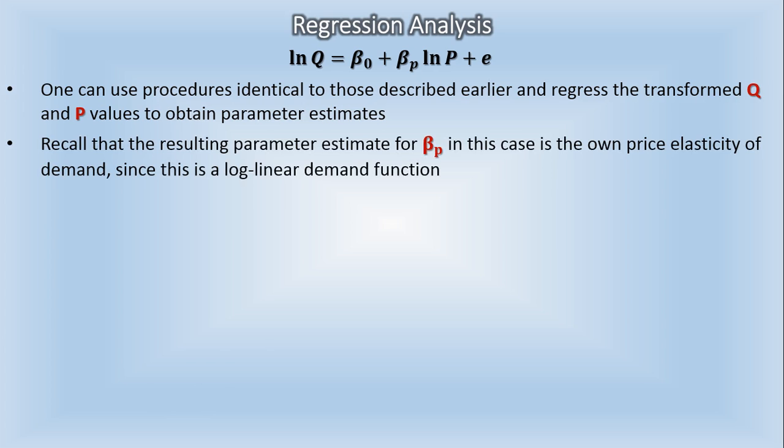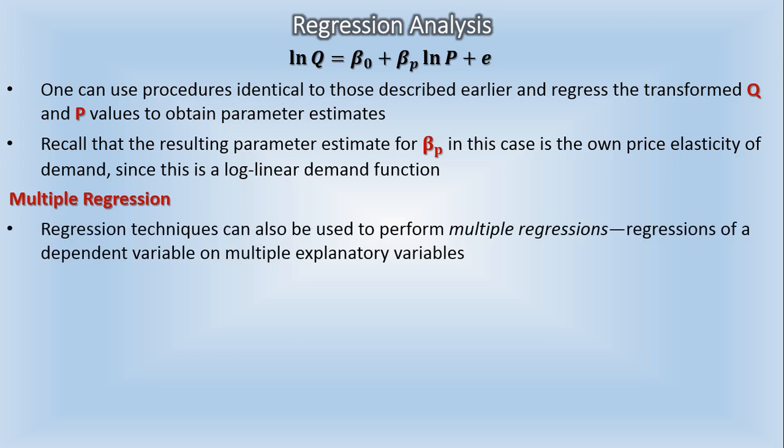So recall the resulting parameter estimate for beta P, in this case, is the own price elasticity of demand, since this is a log linear demand function. So again, if you regress this relationship, you will get the own price elasticity of demand to be this coefficient here. Multiple regression, again, you can use the same technique, throwing in other variables, not just one variable.